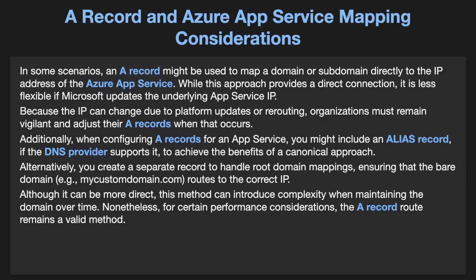Alternatively, you create a separate record to handle root domain mappings, ensuring that the bare domain, e.g., mycustomdomain.com, routes to the correct IP. Although it can be more direct, this method can introduce complexity when maintaining the domain over time. Nonetheless, for certain performance considerations, the A record route remains a valid method.